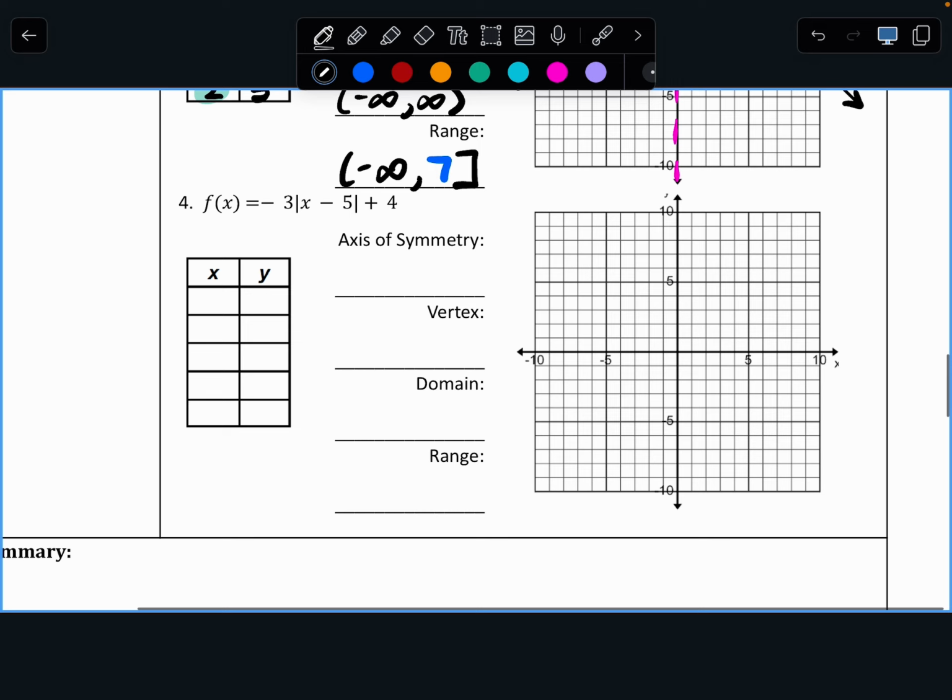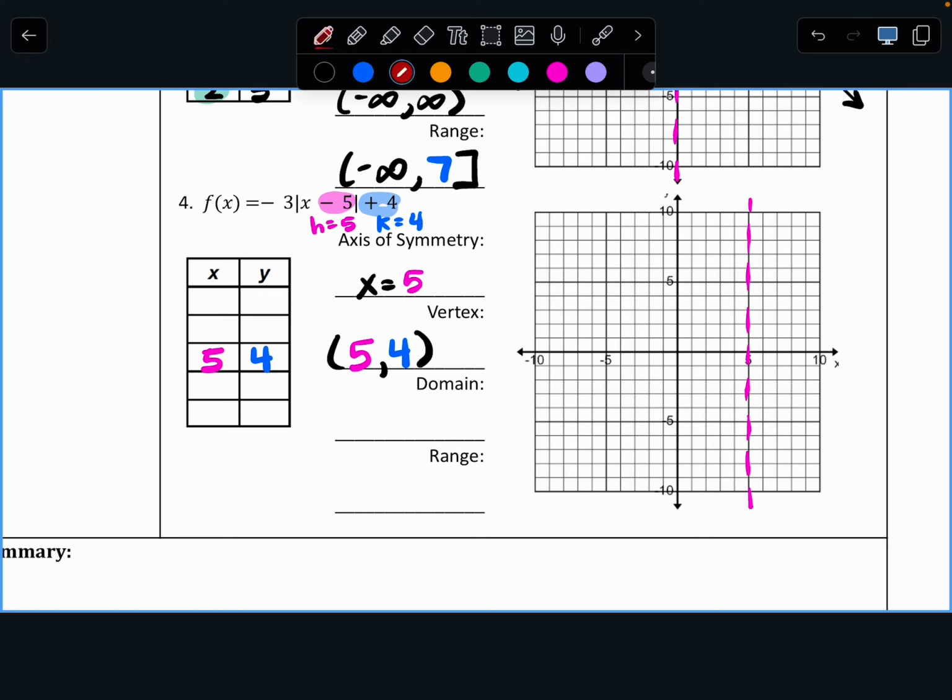Last example, if you need it, h is +5, k is 4, the axis of symmetry is x equals 5, the vertex is 5, 4. So there's my vertex, 2 x's to the left and 2 x's to the right.